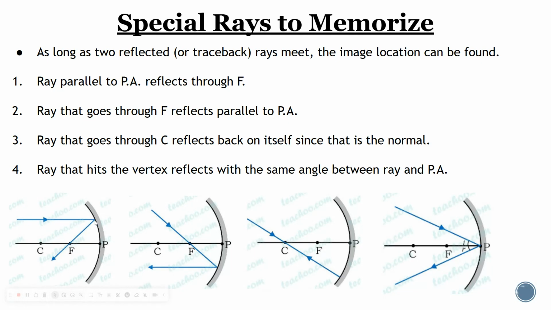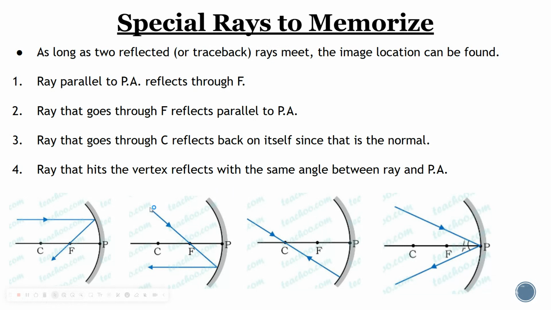When that hits the mirror, it reflects through the focal point. And it does follow the law of reflection. The normal would actually be right here. It would be a dotted line that goes through the center of curvature. And if you measured the angle there and there, they'd be the same. But we don't have to draw the normal for this. You can just memorize parallel through the focal point.